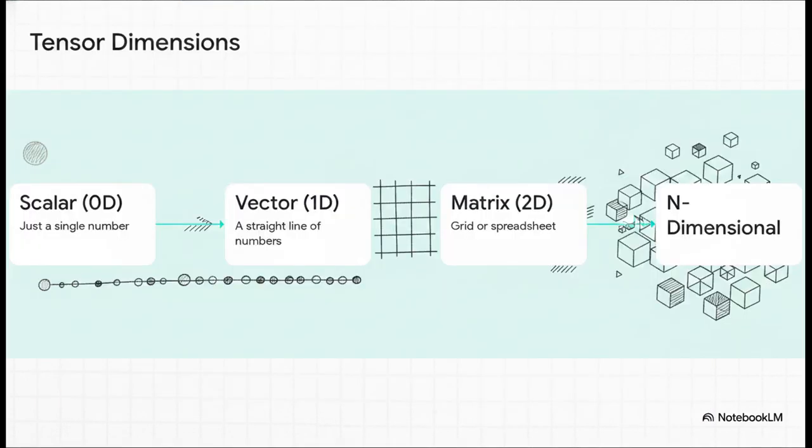Step 1 is a scalar. That's just a zero-dimensional tensor, basically a single number. Easy enough. Step 2, we introduce a vector, which is our one-dimensional line of numbers. Then, step 3 gives us a matrix. You can picture that like a standard 2D spreadsheet. And finally, step 4 breaks wide open into the n-dimensional tensor. That's where we unlock 3D cubes of data, 4D structures, and, well, way beyond.